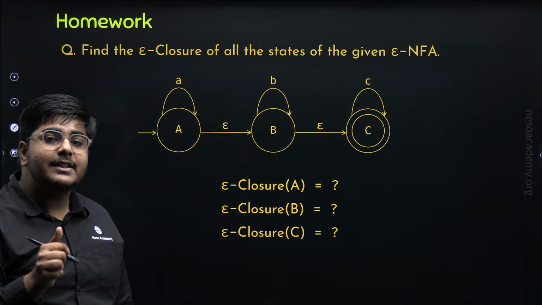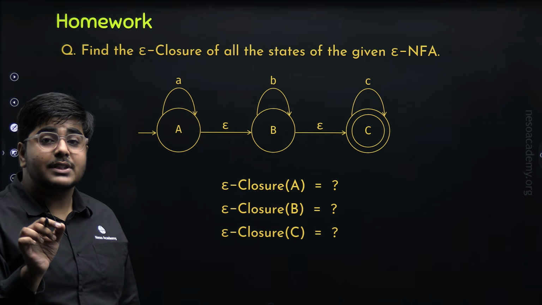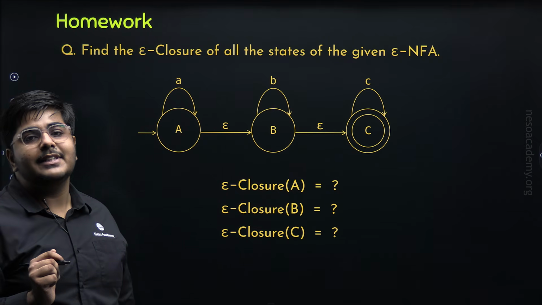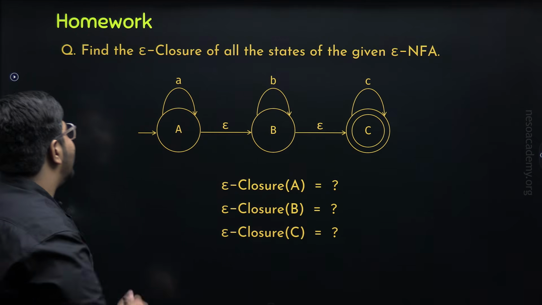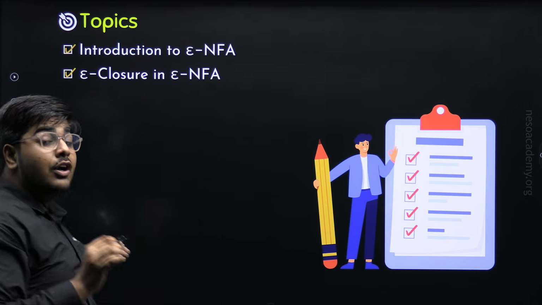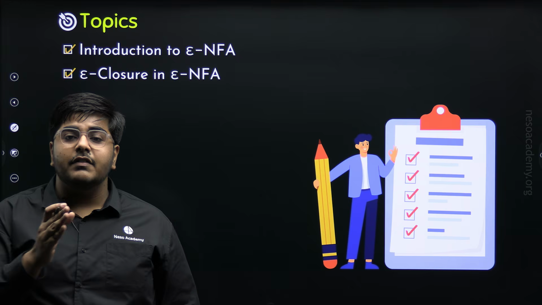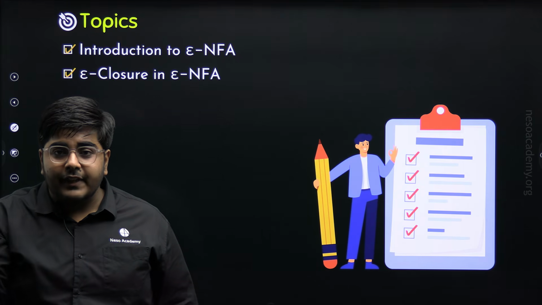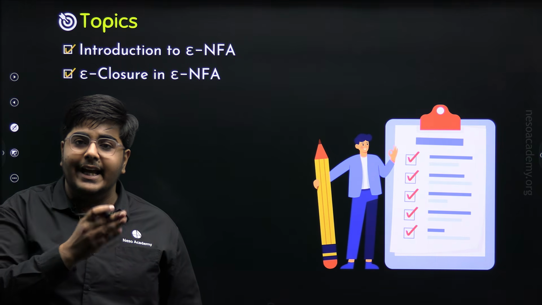And after solving this problem, you need to post the answers for the epsilon closure of all the states in the comment section. In this way, we are done with our topic, epsilon closure in epsilon-NFA. From the next lecture onwards, we are going to understand the conversion of epsilon-NFA into its equivalent NFA.